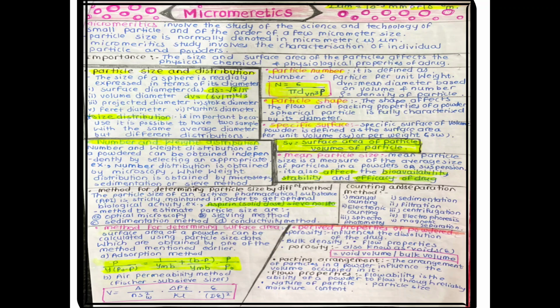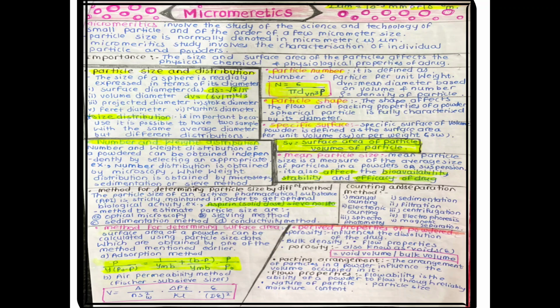Particle number is defined as the number of particles per unit weight. Particle shape affects the flow and packaging properties of powder. A spherical particle is fully characterized by its diameter. A mean particle size is the measure of the average of the particles. Particle size and distribution: size distribution is important because it is possible to have two samples with the same average diameter but different distribution.